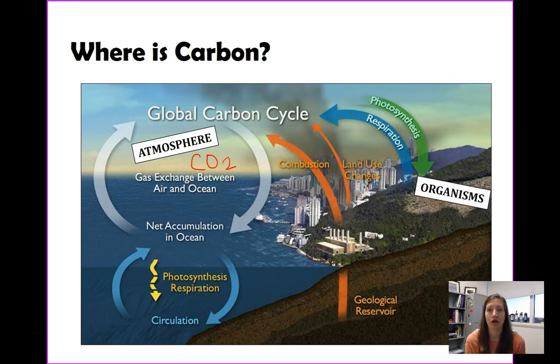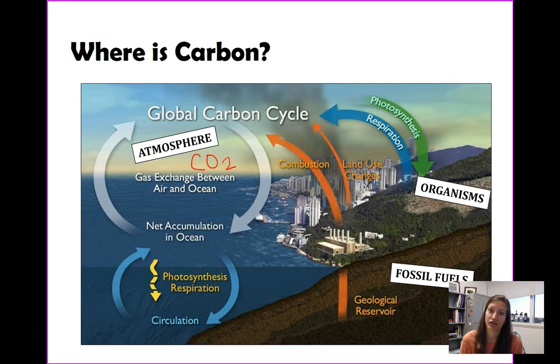This carbon is in all sorts of forms. Our muscles have carbon, the fat has carbon, our organs have carbon. So all of these different things have carbon in them. Same with our plants as well. A plant is mainly carbon.